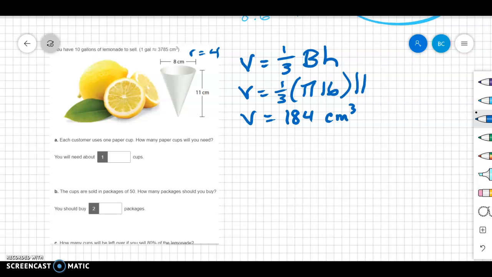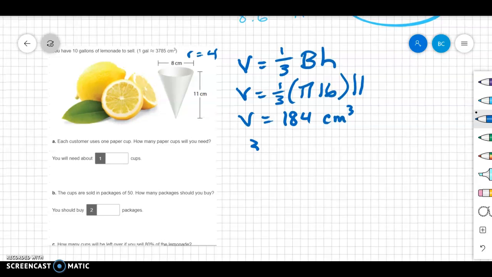And then it tells me that I have 10 gallons of lemonade, and 1 gallon equals this. So that means I'm going to multiply times 10 to get 10 gallons. So I have 37,850 centimeters cubed. And that's going to equal 184 per cup times the number of cups.